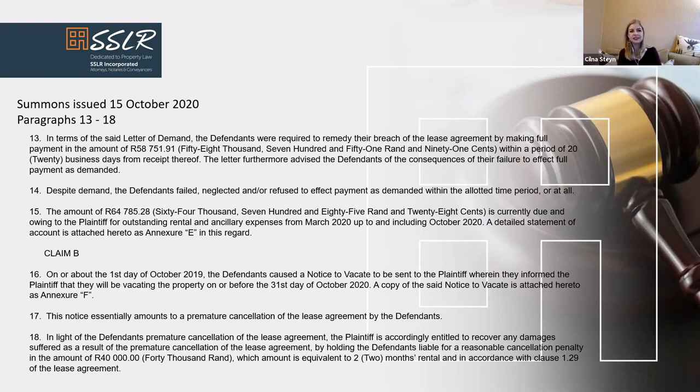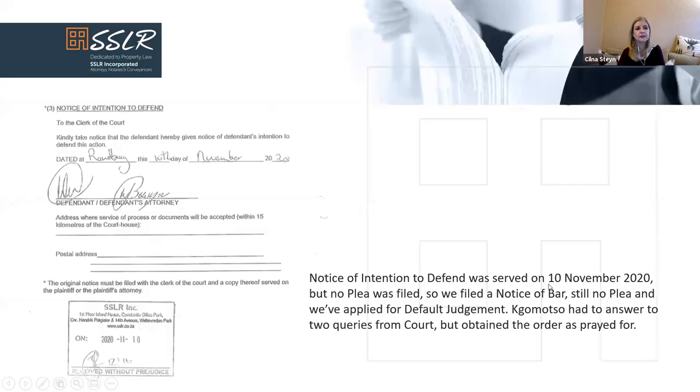This is that item 1.29 that says no less than 1 month, no more than 2 months. So this is the maximum amount, and this is what we bring to court. This is what we've pleaded.